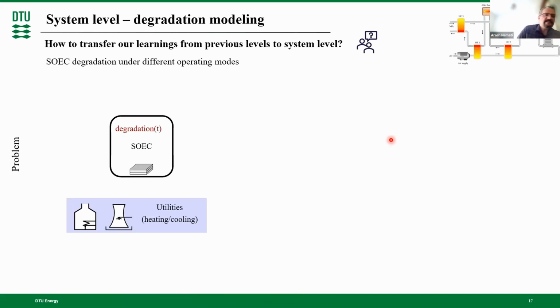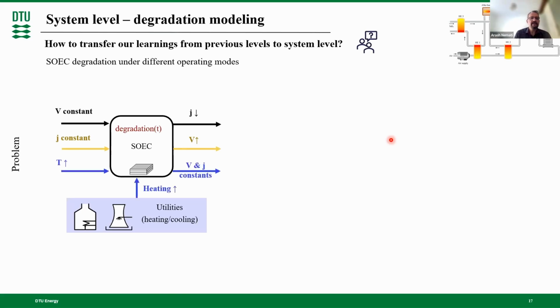So the next question is the system level, and we want to transfer all of our learnings from previous levels to the system level to see how we can operate this system to have lower degradation. So we know that SOECs degrade over time. We can operate it with constant voltage, which we call potentiostatic. We can run it with constant current density, then the voltage will increase, which we call galvanostatic. And there's another new way to operate these kinds of systems: to increase the inlet temperature to compensate this degradation, to keep both voltage and current density. And so we need some heating for doing that, which we can get from downstream processes.